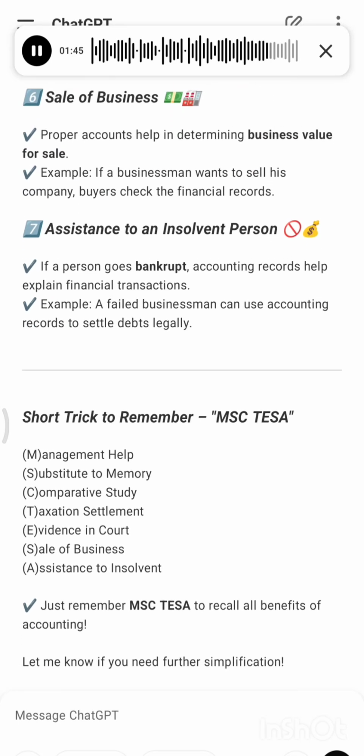Short trick to remember. Management help, substitute to memory, comparative study, taxation settlement, sale of business, assistance to insolvent. Just remember the initials to recall all benefits of accounting. Let me know if you need further simplification.